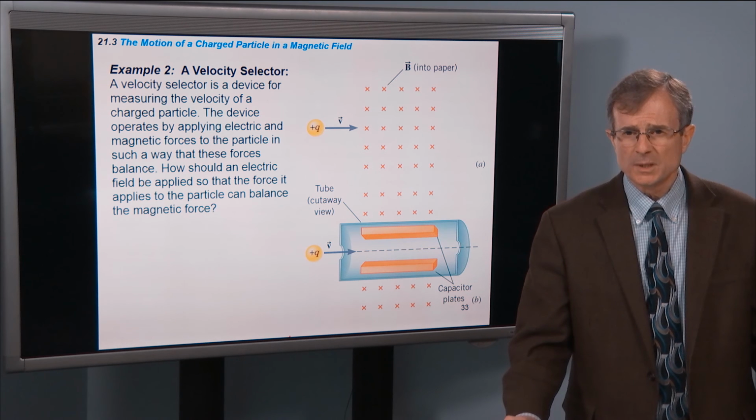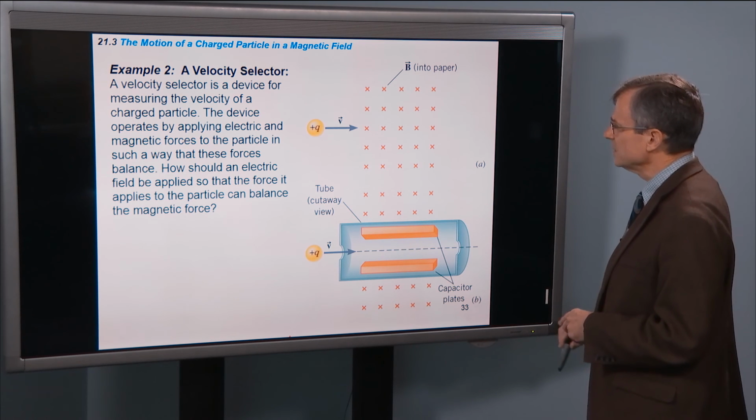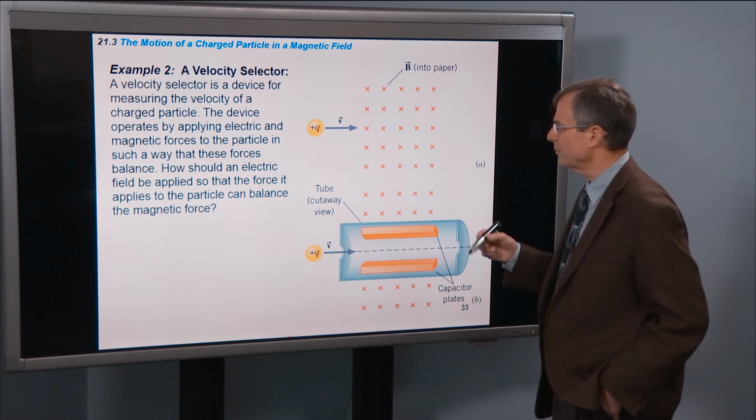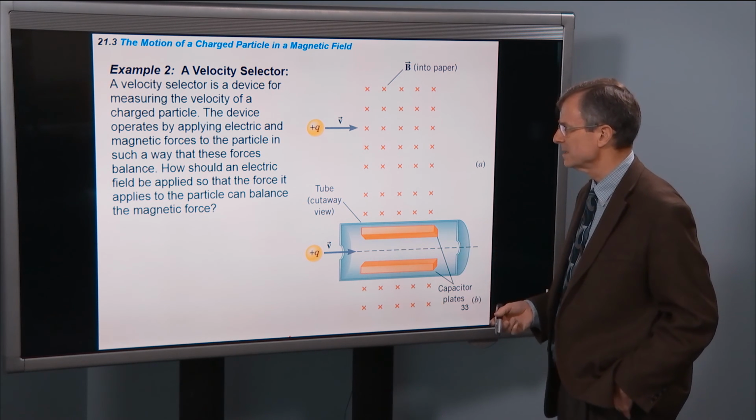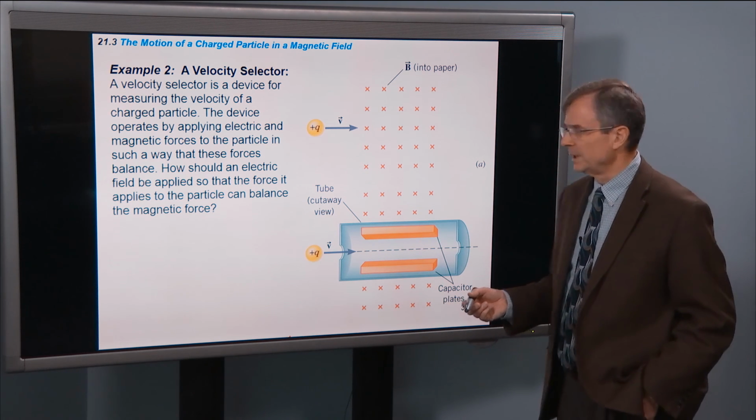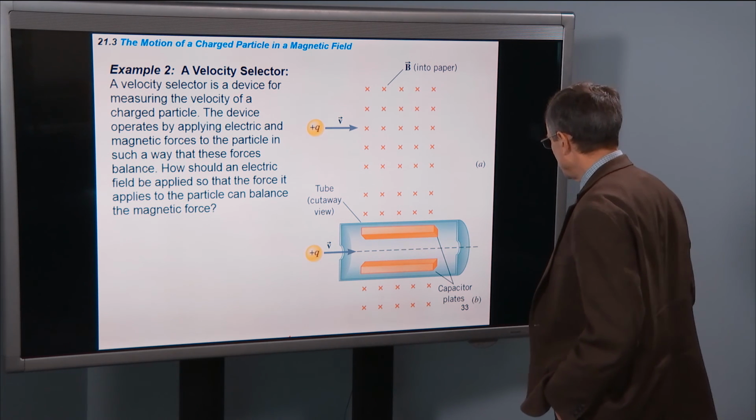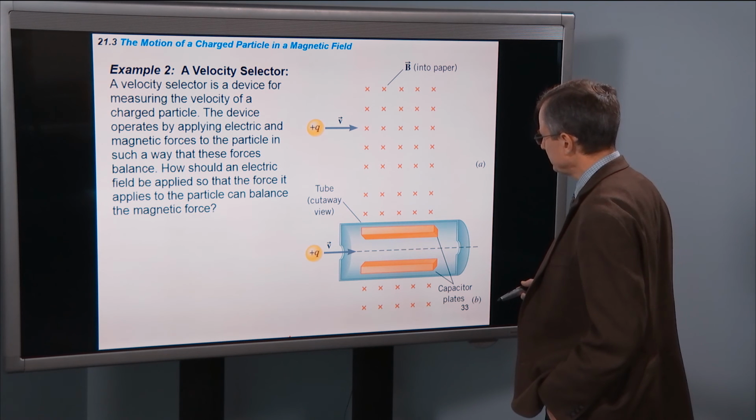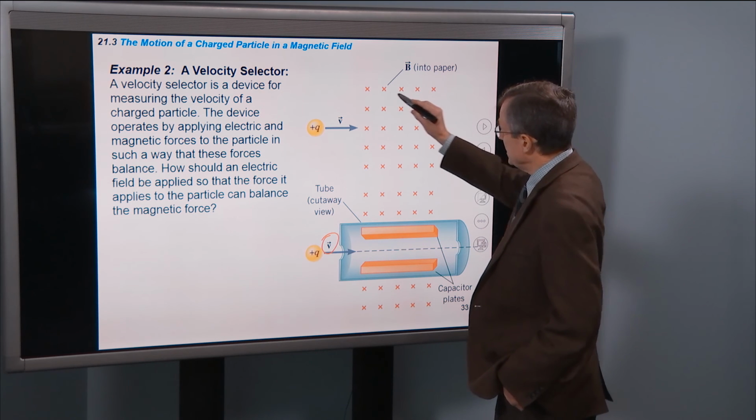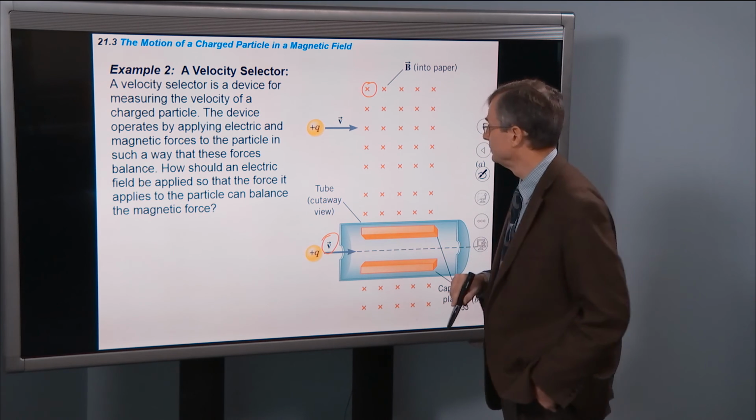This is used in objects called velocity selectors. So it's a device for measuring the velocity of a charged particle. The device operates by applying electric and magnetic forces to the particle in such a way that these forces balance. How should an electric field be applied so that the force it applies to the particle can balance the magnetic force? Well, let's take a look. We've got a velocity to the right here. These x's represent the magnetic field pointing into the paper.